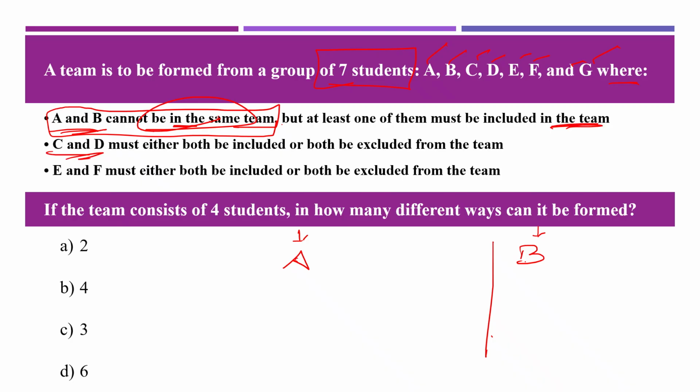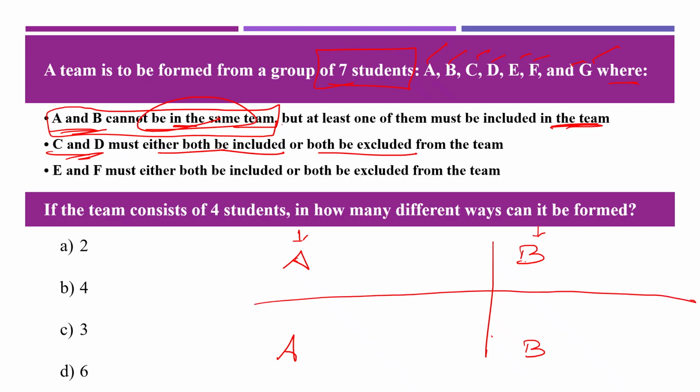C and D must either both be included or both be excluded. Okay, I make two teams of A. One is with CD, one is without CD. The same way in B, one with CD, one without CD. Okay, let's put like this. If CD are included in A, not in B. If they are included in B, then not in A. Great. And EF must either both be included. Okay, it's the same case.